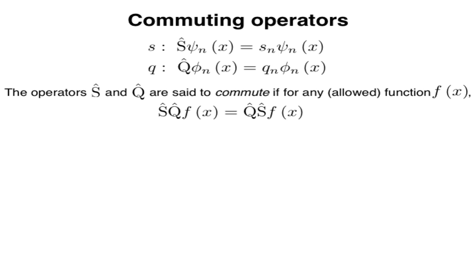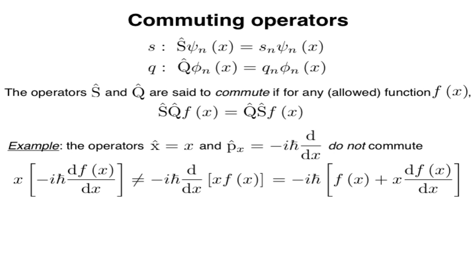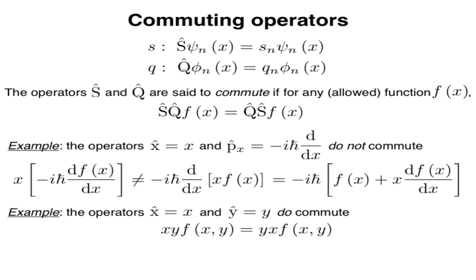It is easy to see that not all operators commute. Consider the example of the position and momentum operators in 1D. The momentum operator is a differentiation operator times a constant. Thus, acting with it on the function f of x and then multiplying the result by x is obviously not equivalent to first multiplying f of x by x and then differentiating the product. On the other hand, if we consider, for example, the operators x and y that correspond to the coordinates of a particle in 2D, the order in which these operators multiply a function f of x and y is irrelevant.